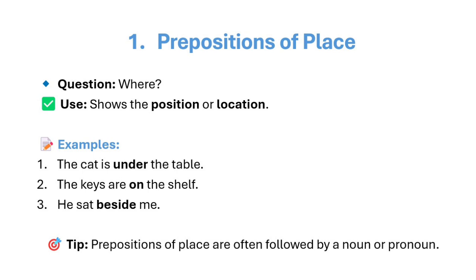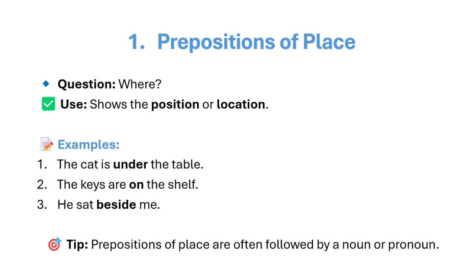See the first example. The cat is under the table. Here, with the help of this preposition under, we are getting to know where the cat is. It is under the table, right? So under is telling the position or the location of that object. See the second sentence, the keys are on the shelf. Where are the keys? On the shelf. With the help of on only, we are getting to know where these keys are.